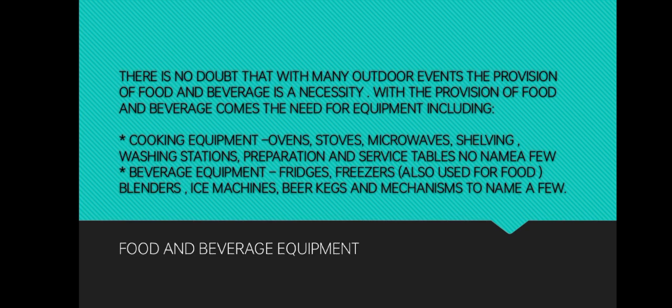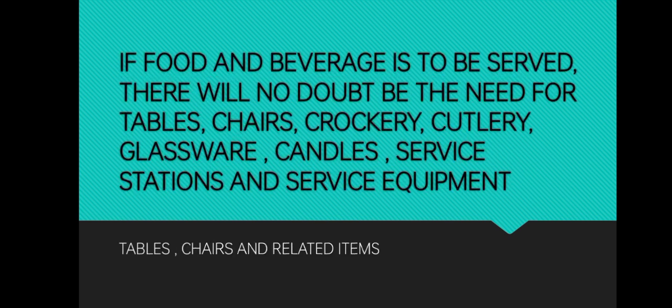There is a lot of equipment that can be used in the food and beverage area. For example, cooking equipment like ovens, stoves, microwaves, shelving, washing stations, preparation and service tables. Next is the beverage equipment, for example fridges, freezers that can also be used for food, blenders, ice machines, beer kegs, and taps. And food and beverage service needs tables, chairs, crockery, cutlery, glassware, candles, service stations, and service equipment.